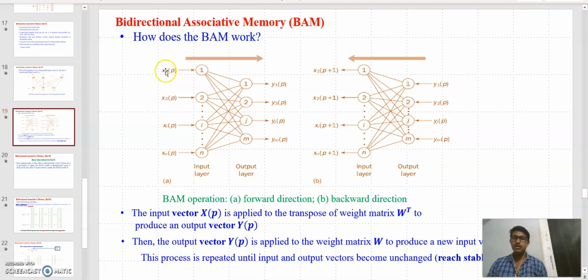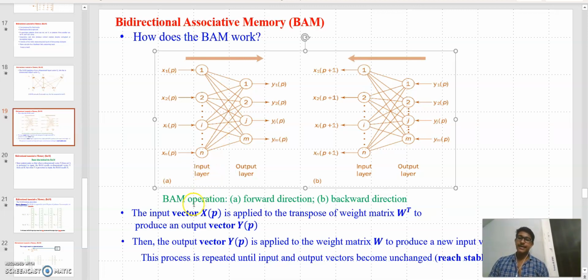This is the working function of BAM. Node 1 is connected with 1, 2, up to j, m, and similarly node j is also connected with node 1, in bidirectional form. This is the input layer and this is the output layer. The input vector is applied to the transpose of the weight matrix to produce an output vector. Then the output vector is applied to the weight matrix to produce a new input vector. This process is repeated until the input and output vectors become unchanged.